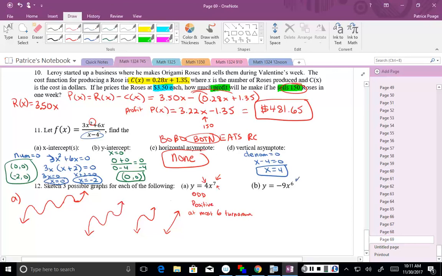Whereas this one has an even exponent. So that means ends are going in the same direction. Negative in front means the ends are both pointing downward. And 6 for our degree means at most 5 turnarounds. So sketching these graphs, I could have 5 turnarounds. 1, 2, 3, 4, 5. Maybe I just have 3 turnarounds. Maybe I just have 1 turnaround. 3 possible sketches.